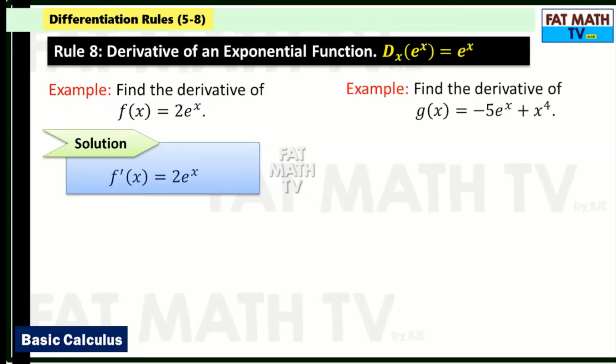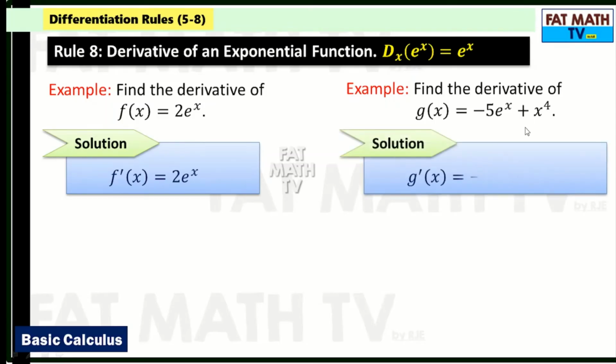Find the derivative of negative 5e raised to x plus 4x raised to 4. So you will have the derivative of this is negative 5 times derivative of this is e raised to x plus derivative of this is 4x cubed.